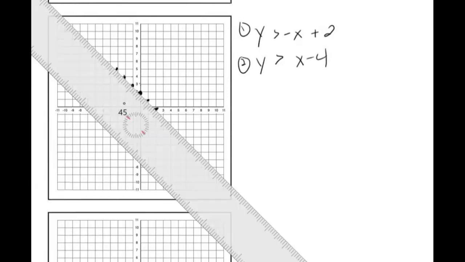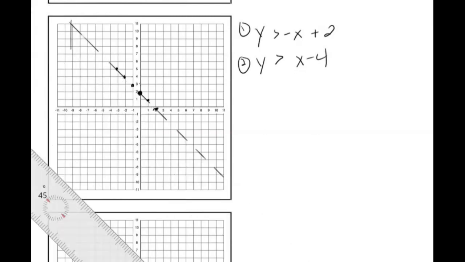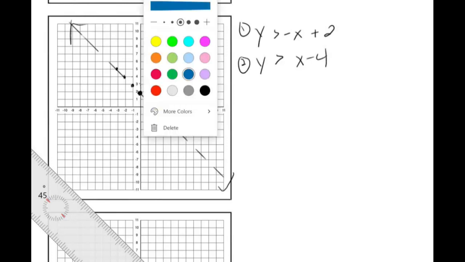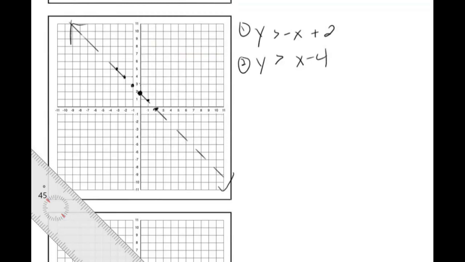This is going to be a dotted line, strictly greater than. All right, let's grab a purple highlighter. And this is going to be y greater than this value. So greater than denotes above the line. Again, we can check a point. Maybe for this one, we'll grab a point of intersection. We'll see.